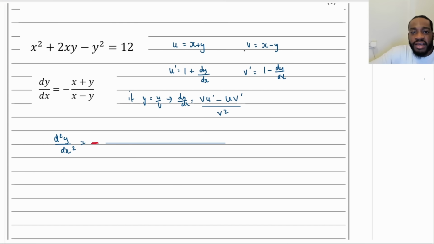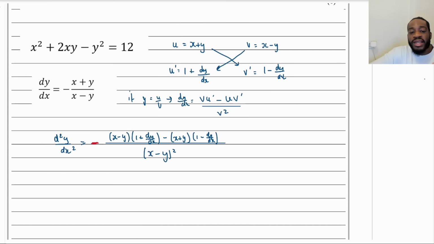So it's going to be v u dash, so these two. I'm going to have x minus y multiplied by 1 plus dy/dx. And then minus u v dash, so these two now, right? So x plus y, and then 1 minus dy/dx. And this is going to be all over v squared, and v is x minus y. So I'm going to have x minus y all squared, okay?